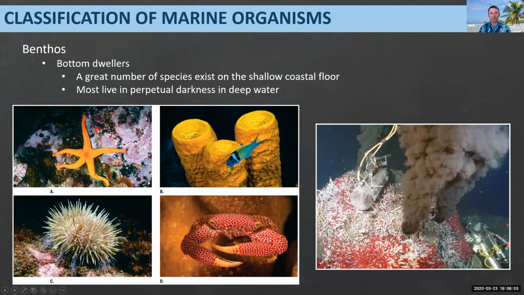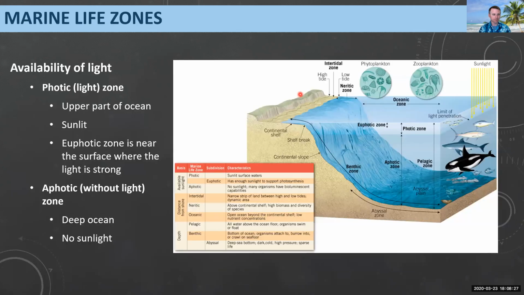And then we have the bottom dwellers, which are called benthos. And so there's a huge number of species that exist on the shallow ocean floor, like in coral reefs. Sometimes they live all the way deep down in perpetual darkness and deep water, like the black smokers here. But if you live on the bottom, you crawl on the bottom. That's what we call a benthic organism or benthos organism. They live down there on the bottom.